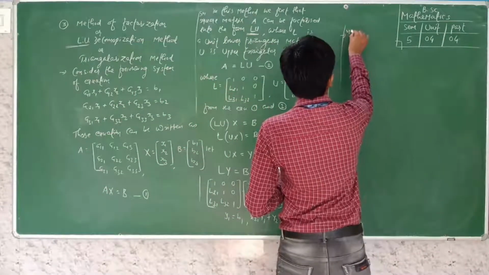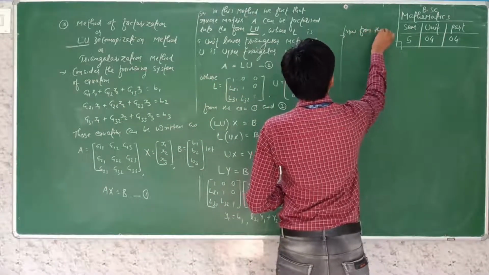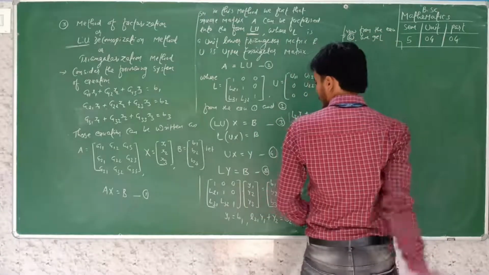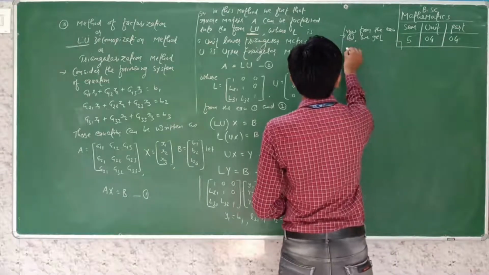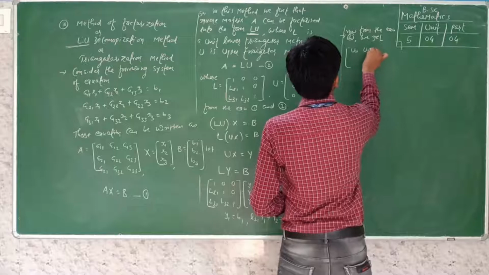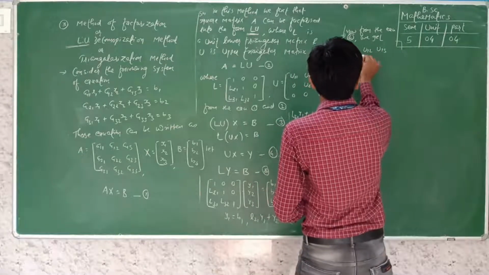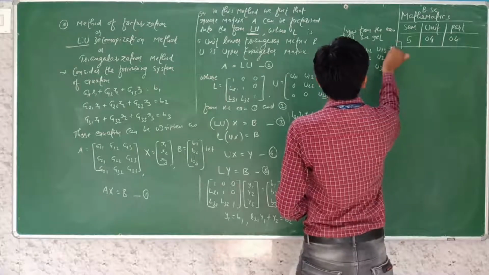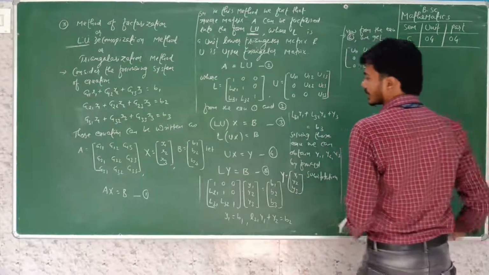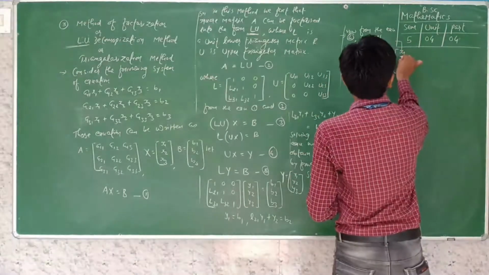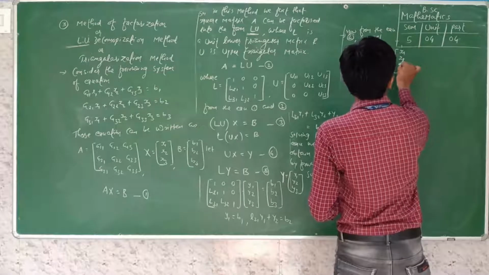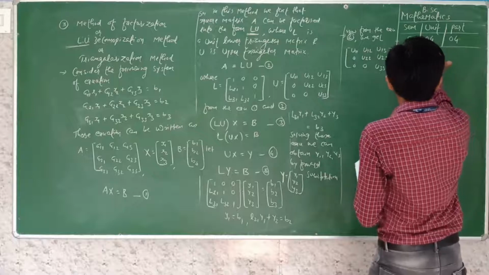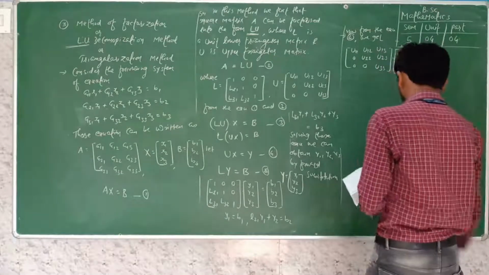So now from equation number 4 we get U, that means the upper triangular matrix with u11, u12 and u13, then 0, u22, u23, and 0, 0 and u33, into x, that means x1, x2 and x3, is equal to y, that means y1, y2 and y3.